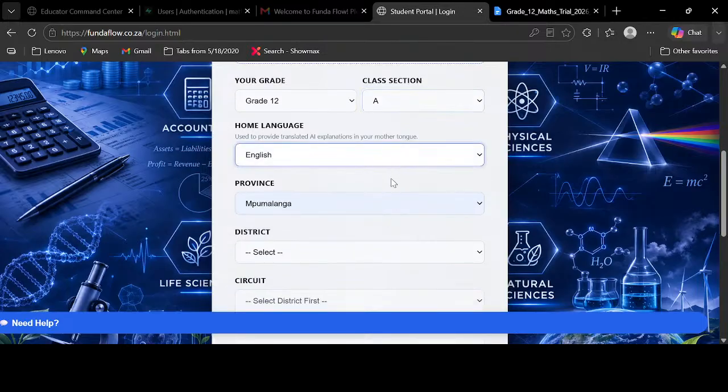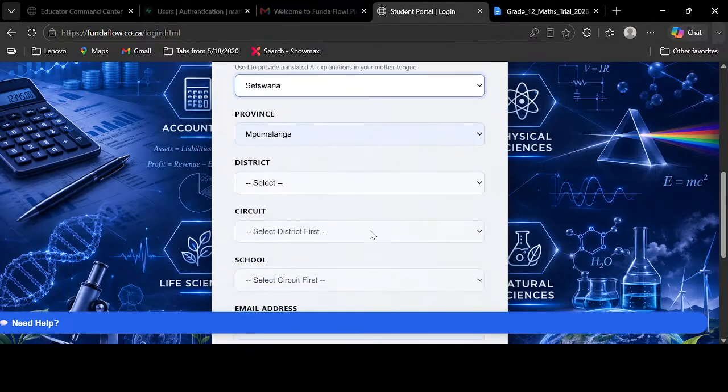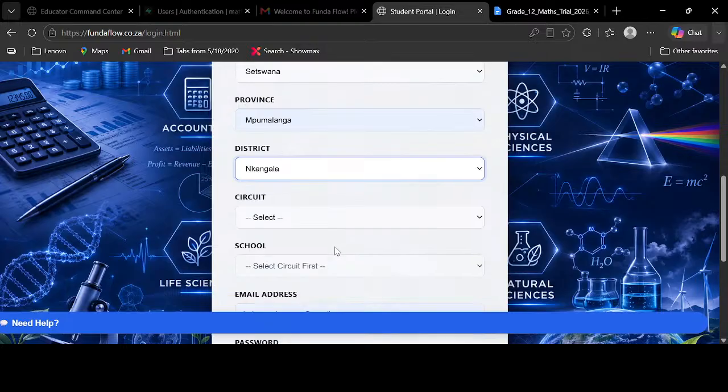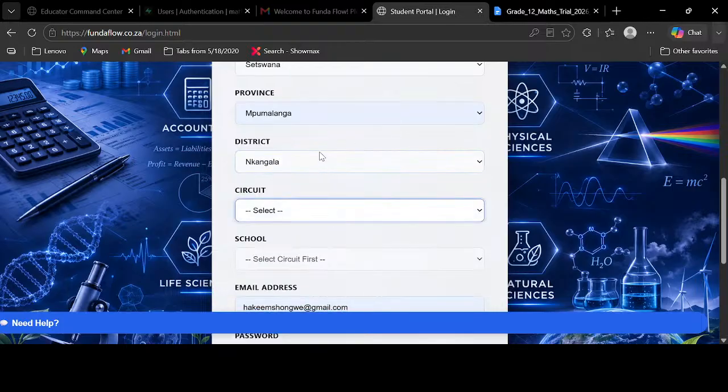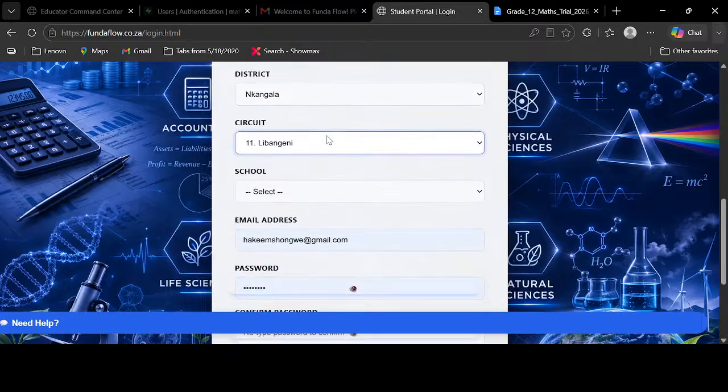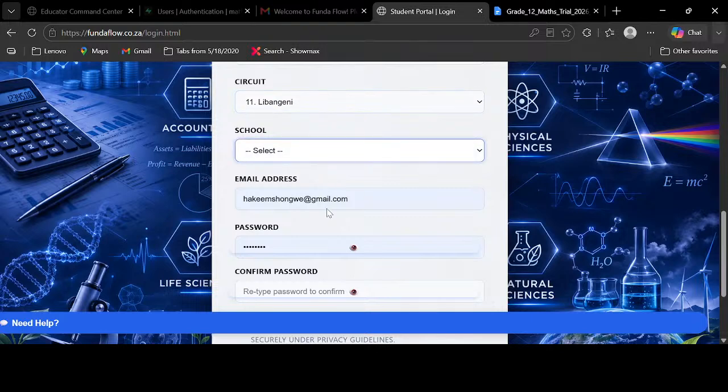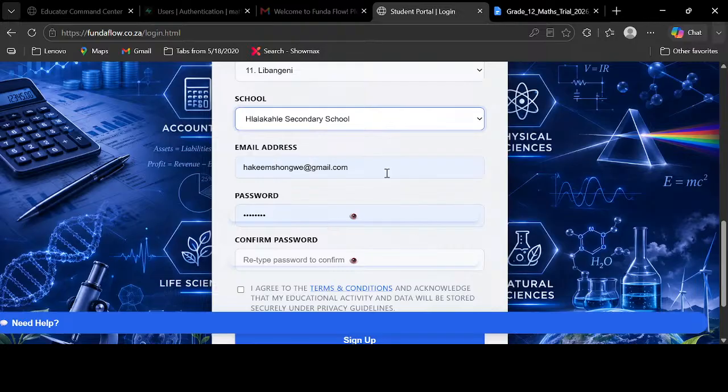Okay, my home language is Setswana, but then I'm Tsonga. Guys, just to remind us, we'll have to add all the 11 official languages so that they can choose any one of them. If you type your language there, it doesn't matter, it will give you your exact language. Okay, so then I'm under a district which is in Kangala, Libangeni Secondary School. And I'm going to school at Lalagash.